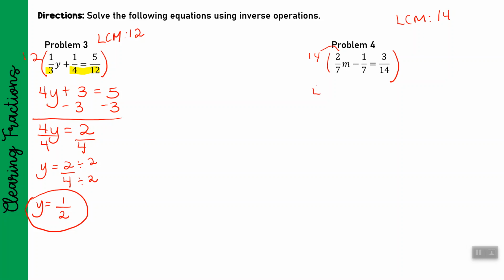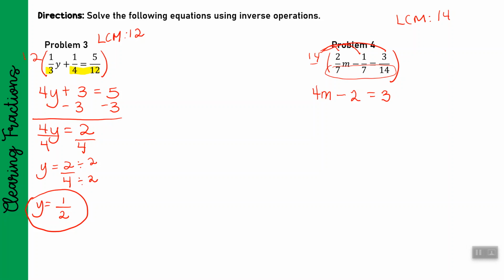So I get 4m minus 14 times 1 is 14 divided by 7 is 2, equals 14 times 3 is 42. Divide by 14, and I'm left with 3. Again, found the least common multiple between these numbers, the denominators. Took that number and distributed it to all 3 terms, and now I'm left with a simple two-step equation.